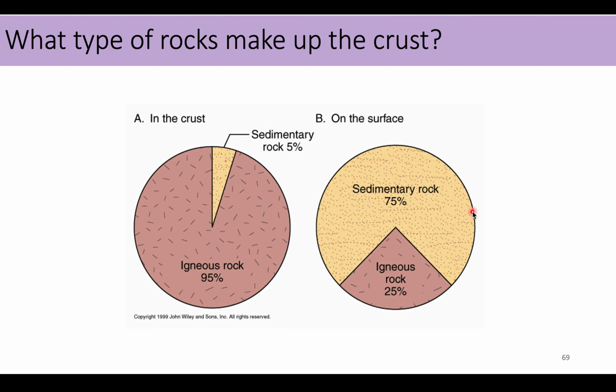So most of our crust is made of igneous rock. About 95% of our crust is igneous rock. About 5% is sedimentary rock. However, if we look at the actual surface of the Earth, not throughout the whole crust layer, the majority of our surface is sedimentary rock. Sedimentary rock only exists on the very surface of the Earth, and it actually makes up 75% of Earth's surface.